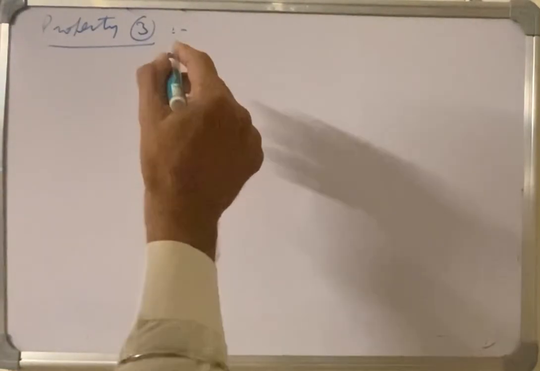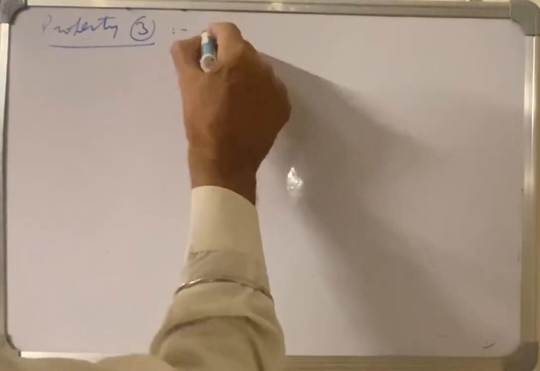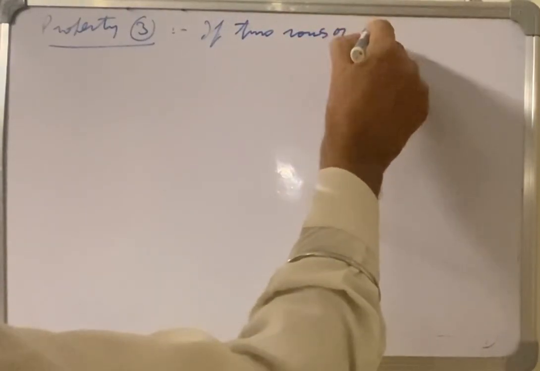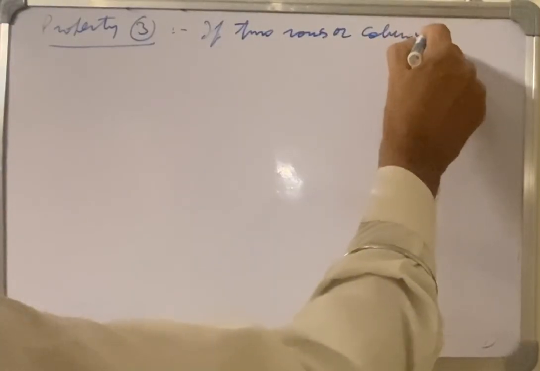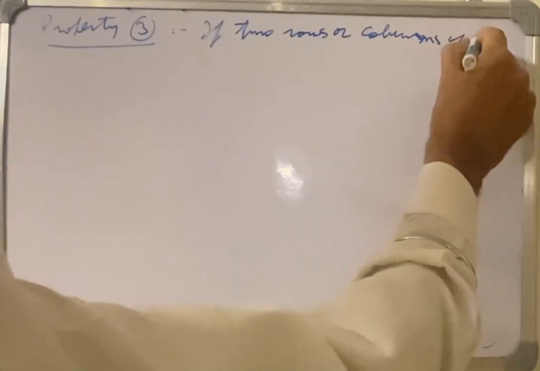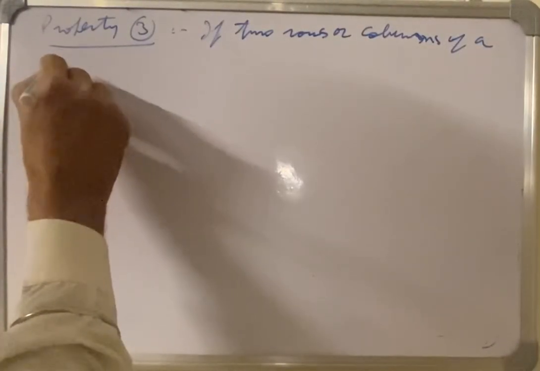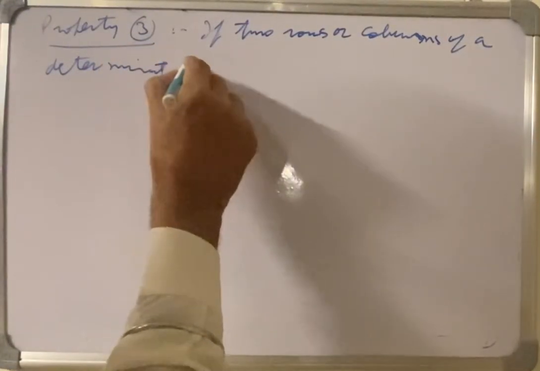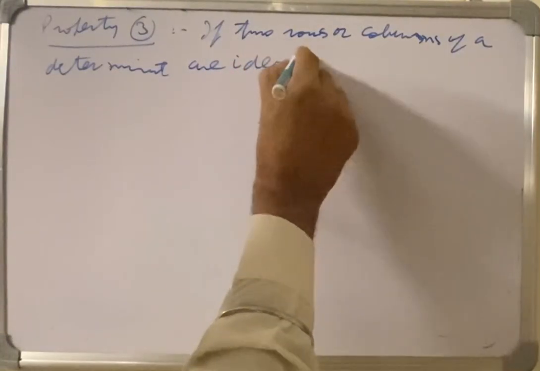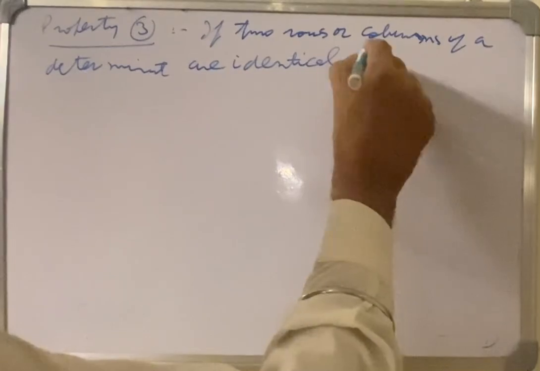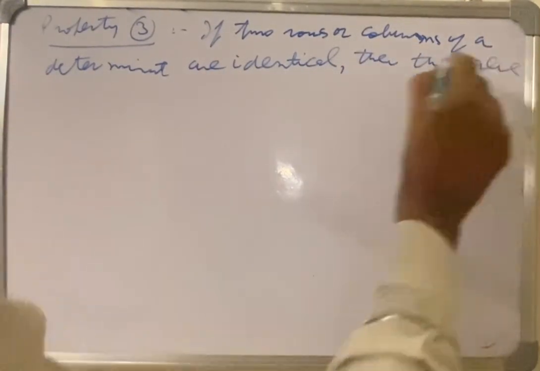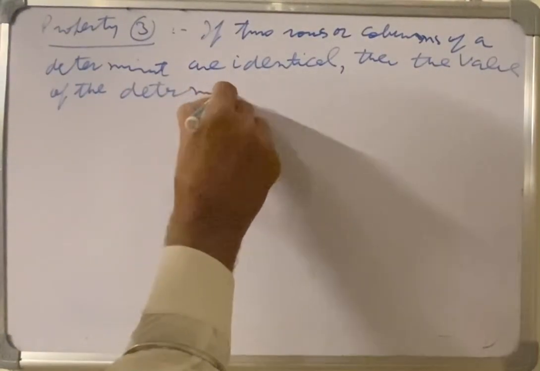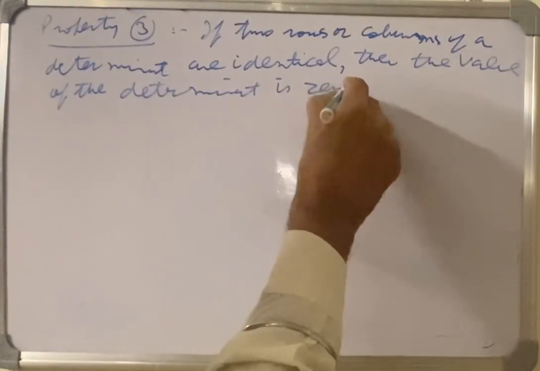If two rows or columns of a determinant are identical, then the value of the determinant is 0.